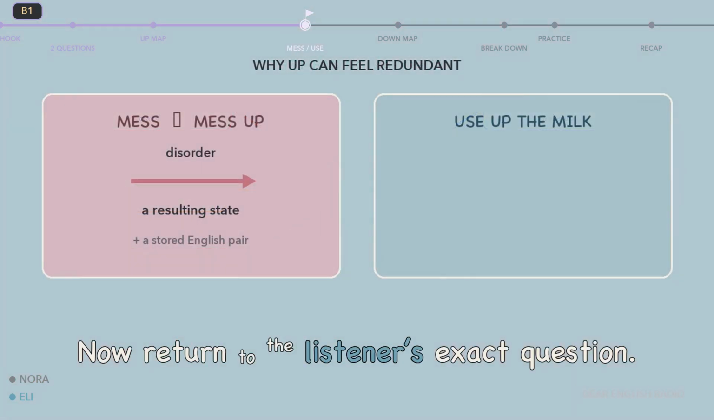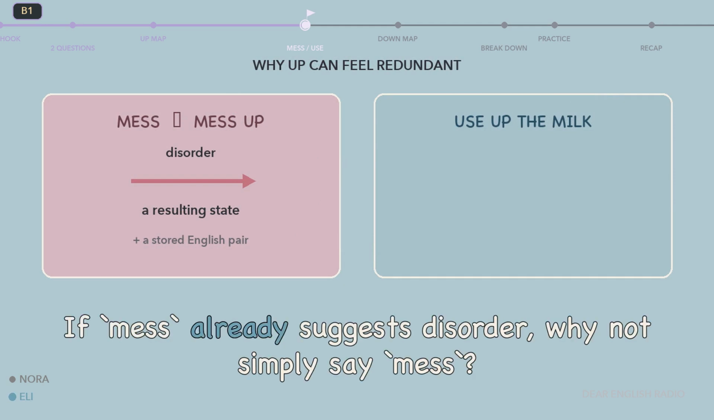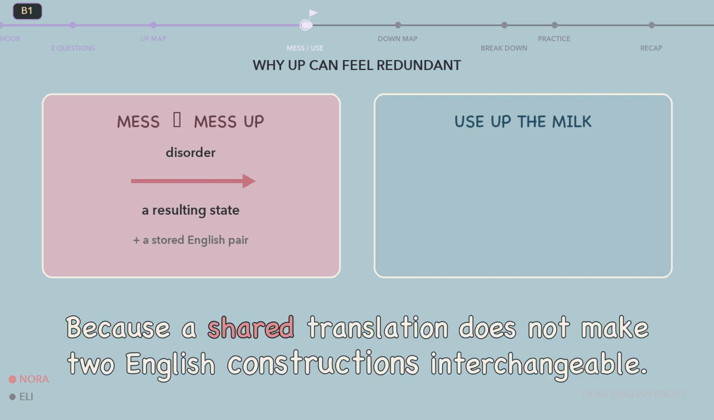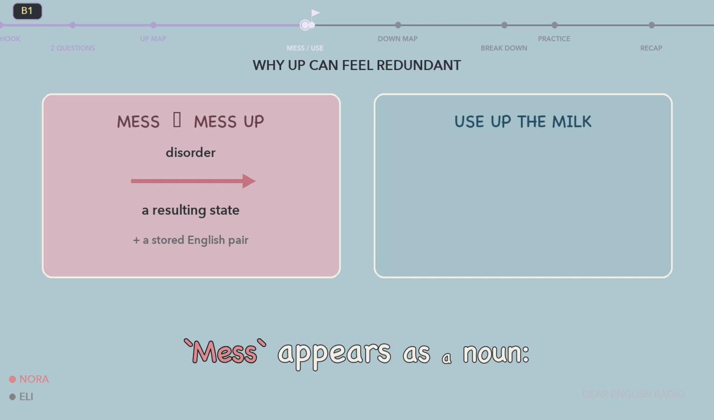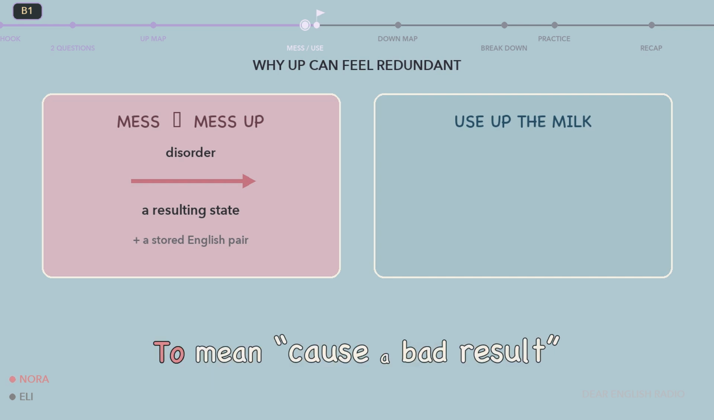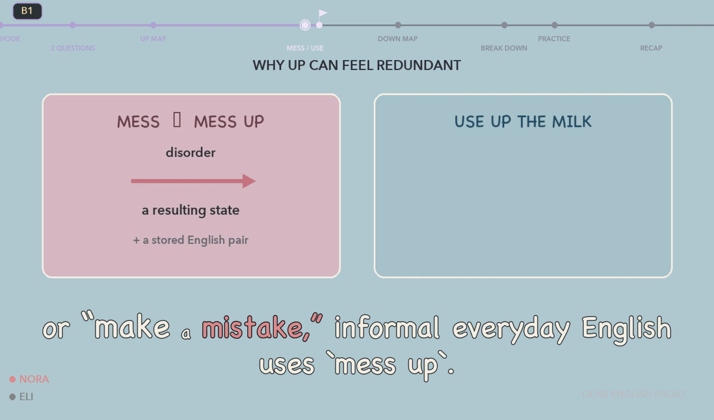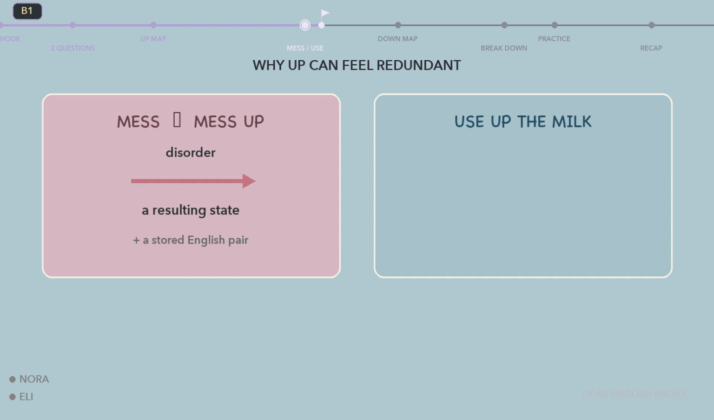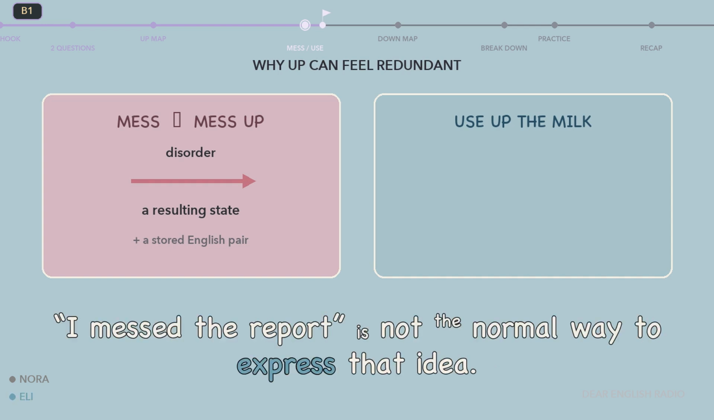Now return to the listener's exact question. If mess already suggests disorder, why not simply say mess? Because a shared translation does not make 2 English constructions interchangeable. Mess appears as a noun. The desk is a mess. It also appears in patterns, such as mess with the settings, to mean cause a bad result or make a mistake. Informal, everyday English uses mess up. I messed up the report is natural. I messed the report is not the normal way to express that idea.